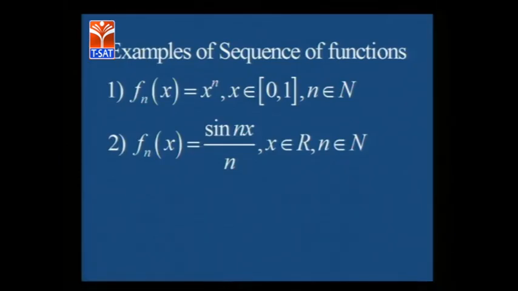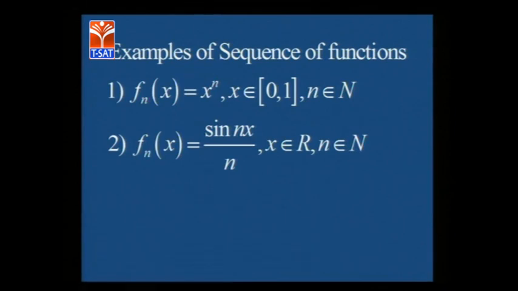So n, natural numbers, can be taken as n equal to 1, 2, 3, 4; f1, f2, f3, f4 are all the sequence. See the first example: fn of x is equal to x power n, x belongs to the closed interval 0, 1, n is a natural number. In this example, f1 x is equal to x power 1, f2 x is equal to x square, f3 x is equal to x power 3, f4 x is equal to x power 4, f5 x is equal to x power 5, and so on. This is the sequence of functions.